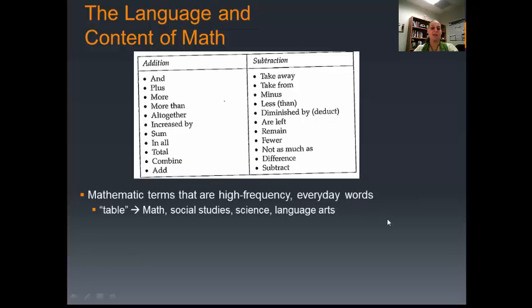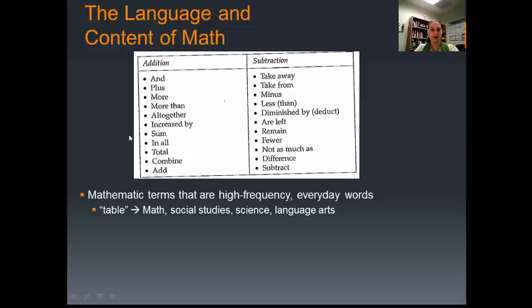Another thing to keep in mind is that mathematic terms can have other meanings too that can be confused with high frequency everyday words. So for the term table, which we can use in math, where we can write our results, maybe of a graph, that is something that we also use in social studies, in science, and in language arts. So in language arts, maybe it's the reference of the actual wooden table. In science, this would be the periodic table. In social studies, it would be maybe a table that has a list of dates about different events. So we really have to be careful with making sure that English language learners know the particular definition, the particular meaning of the mathematic term that we're using.